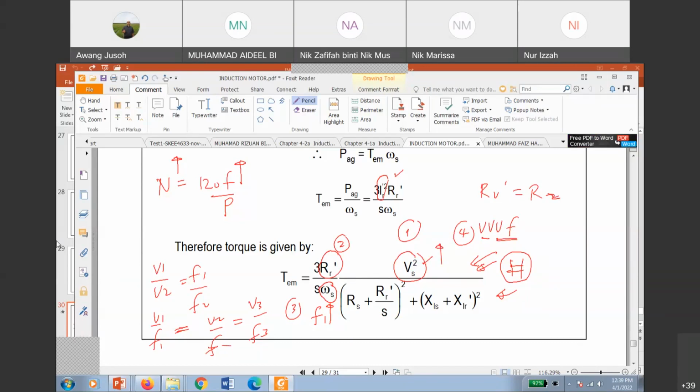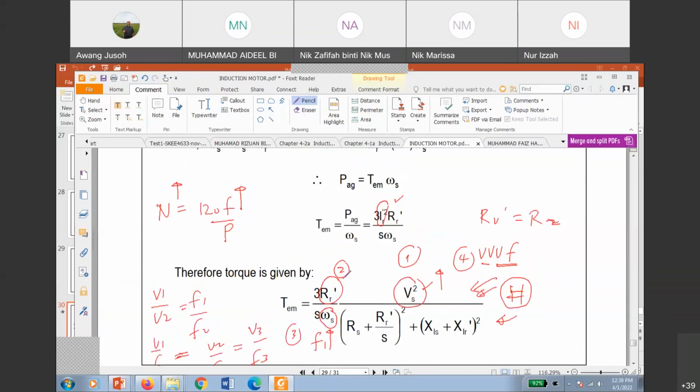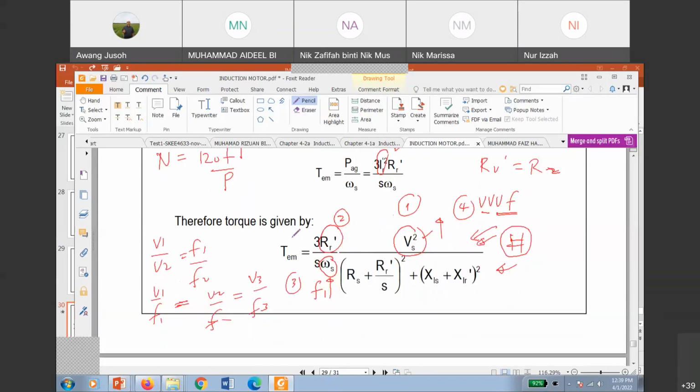Hopefully some of you already know how to derive the equation first. Now, based on this torque equation, we can plot the torque speed profile of the induction motor just by changing the slip S. The rest of the components must be fixed when you do the plot. For example, R2 is fixed, Vs is fixed at one value, and F1 is also fixed. Then you change the S.